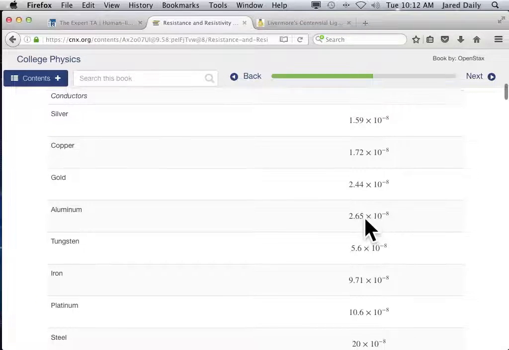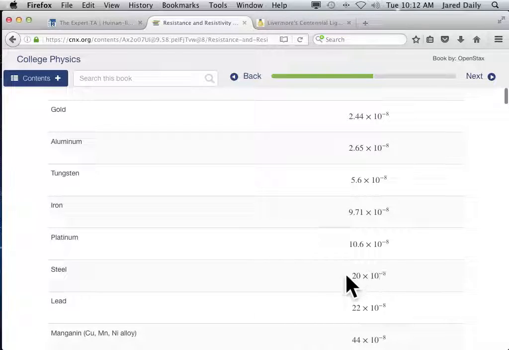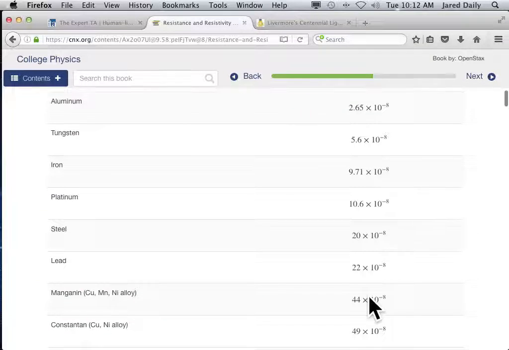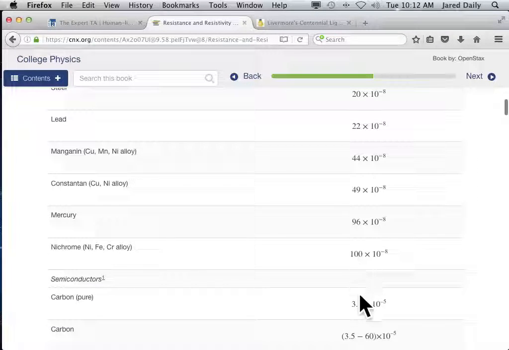Then you get into other things that start to have more resistivity. It's still 10 to the minus 8, but notice that it's twice as much as aluminum. Right? 5.6 times 10 to the minus 8. Iron, twice as much as tungsten. Platinum, same as iron. Steel, twice as much as platinum. Lead, same as steel. These things start to have much more resistivity until they get to be 100 times more and even like 10,000 times more.